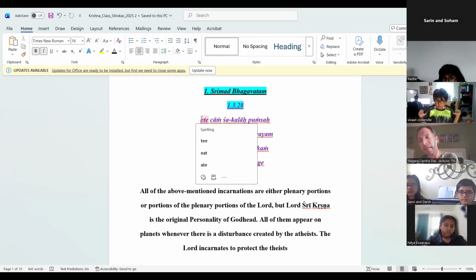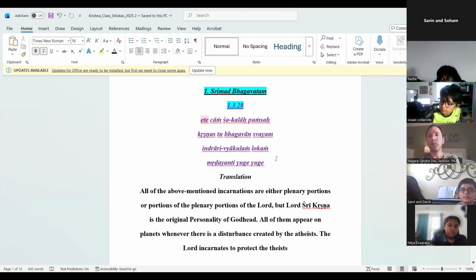Then you remember the next line is talking about the enemies of Indra, because you know about Indra. So you think about the enemies of Indra, so that's Indrari. You remember that word and then that line: Indrari vyakulam lokam mridayanti yuge yuge. So those are just some tips on how to remember shlokas. Okay.